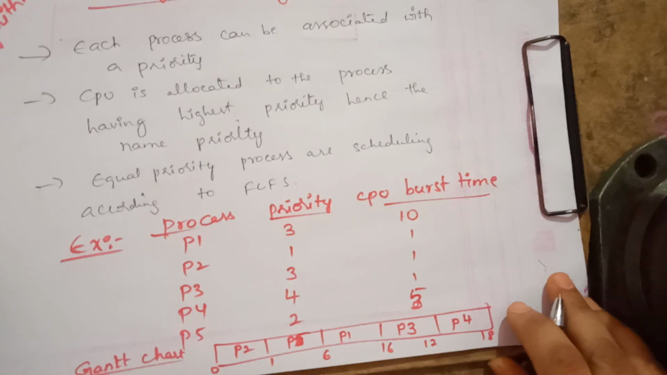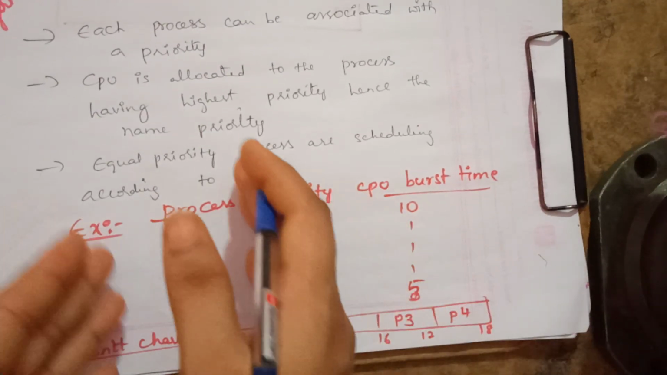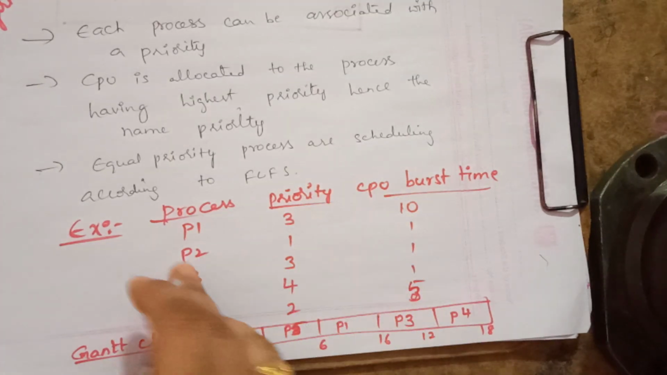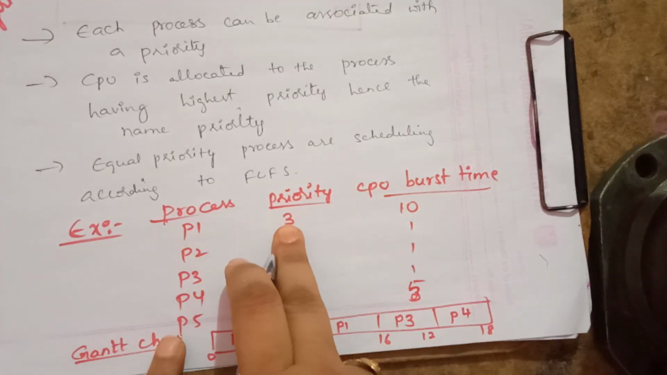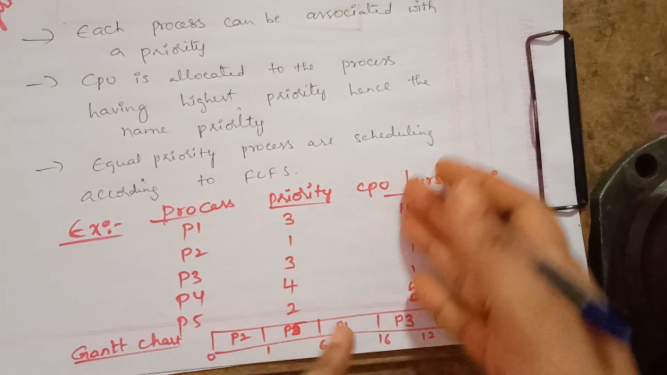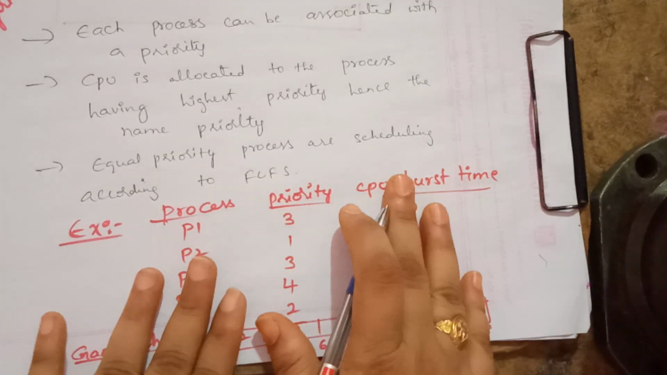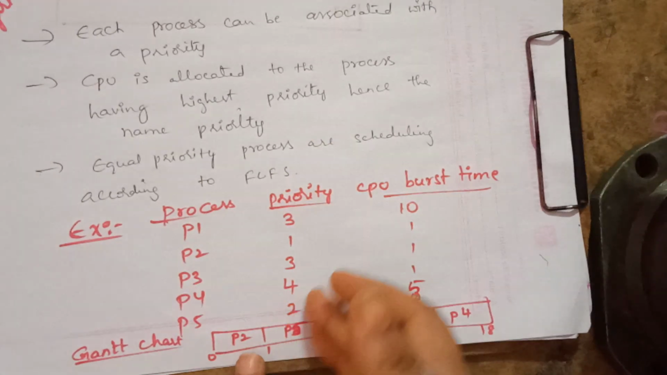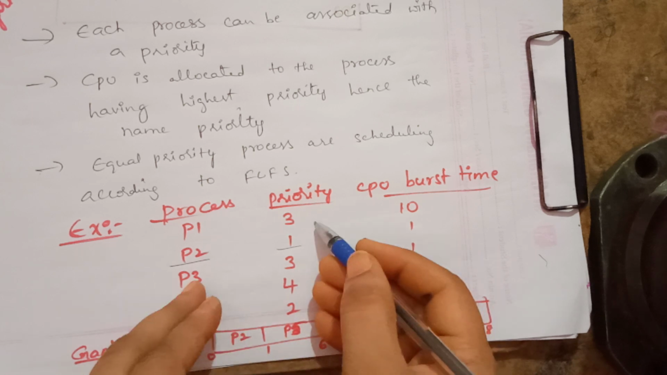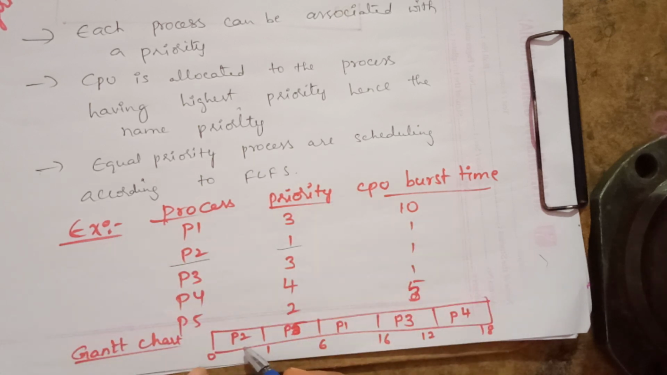Here we'll see one example for this. We have 5 processes. Each process has some priority; P1 has priority 3, and so on. All the processes have a priority as well as a CPU burst time. Which process has the highest priority? The P2 process has the highest priority, so we select that process for execution.